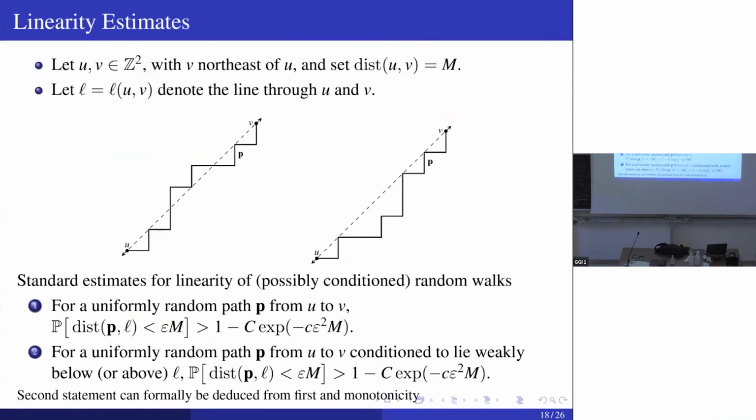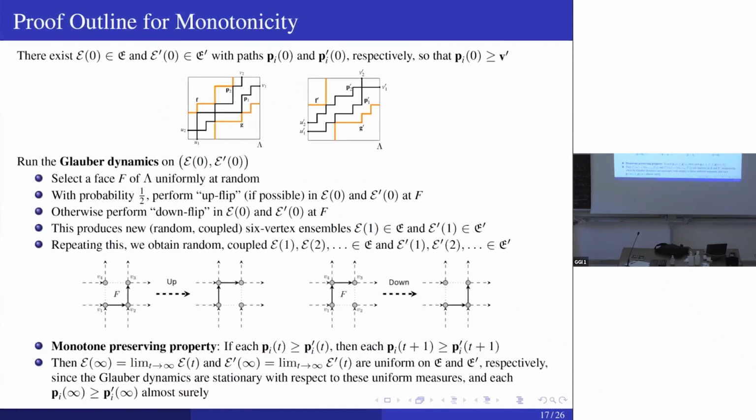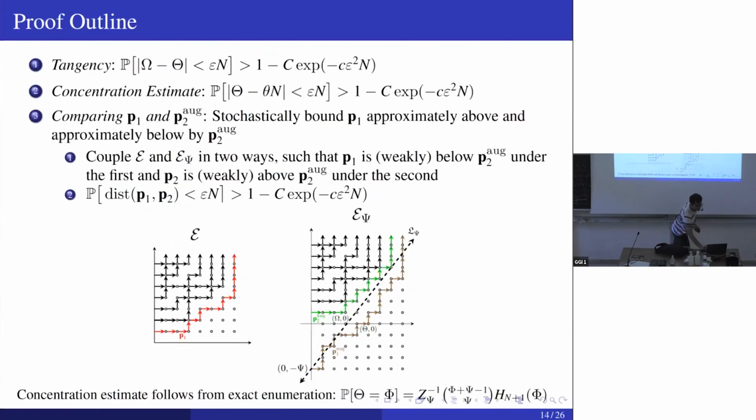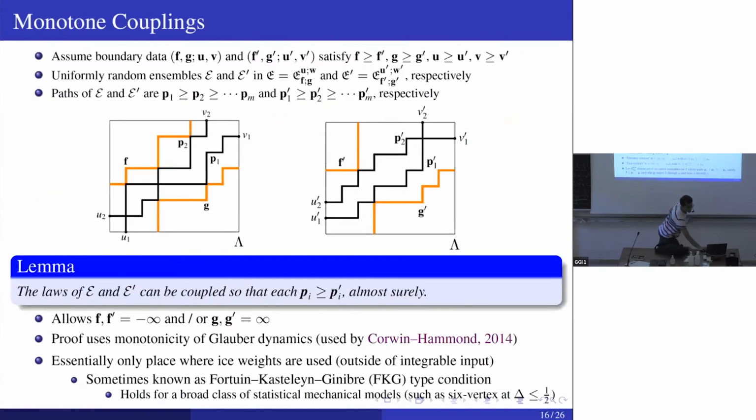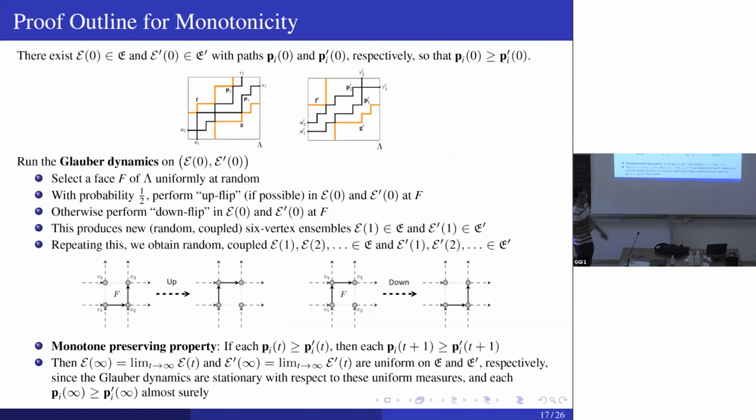The only place where I used the fact that I'm dealing with ice is the slide that I'm not being allowed to go to. It's this slide over here, this monotone coupling. The fact that if I push down the boundary data of one model, then I'm pushing down the interior paths. This is also known to be true for delta less than or equal to a half, and the same Glauber dynamic argument will apply; the proof will work exactly the same.